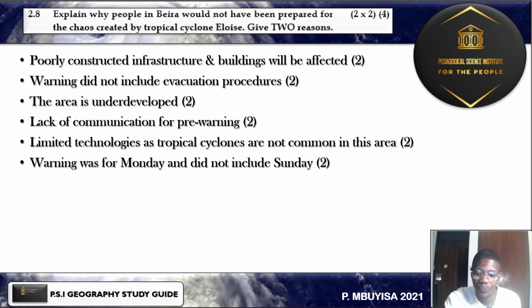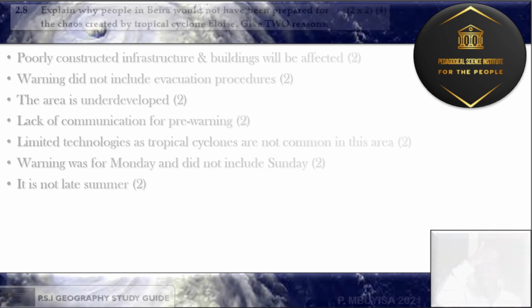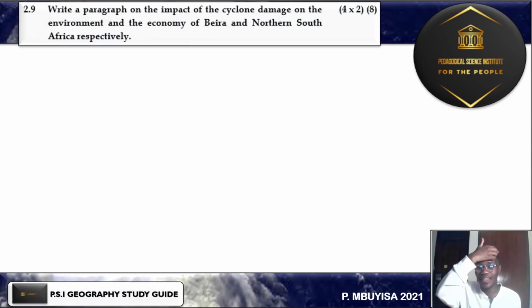And why? It's because the storm surges are going to affect the region, and it is not late summer, so that's another thing. It is somewhere in the 24th of January, so it may come as an unexpected event because they will expect it to happen in late February, early March. But now it is in mid-January, mid-summer, and they may not really expect such a system to affect them.